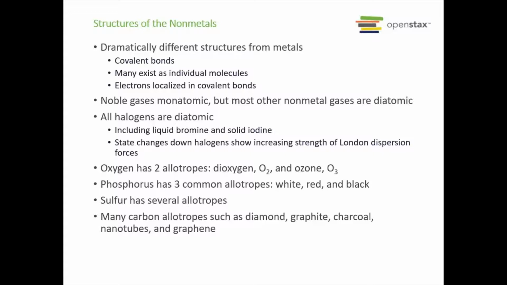Oxygen has two allotropes, dioxygen O2 and ozone O3. Phosphorus has three allotropes that are common. There are other ones, but these are the common ones: red, white, and black. Sulfur has a bunch of different allotropes. And carbon has a bunch of allotropes like diamond, graphite, charcoal, carbon nanotubes, and graphene.